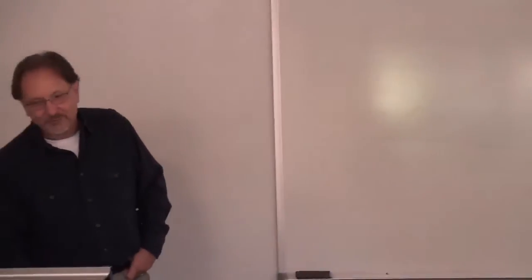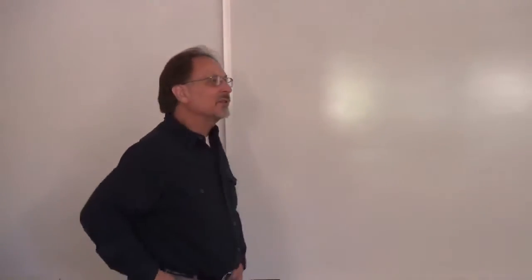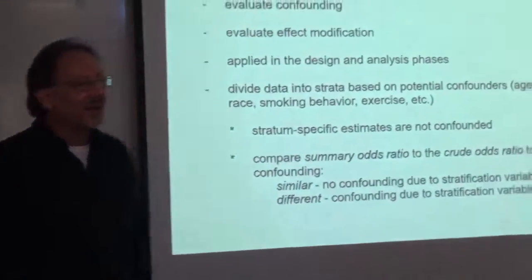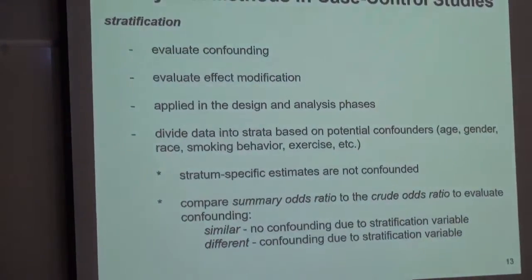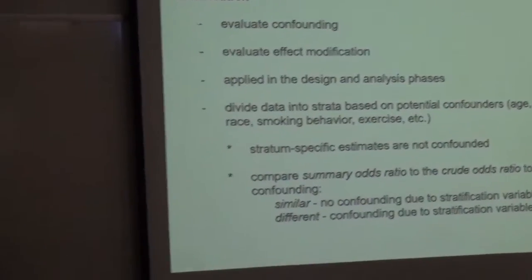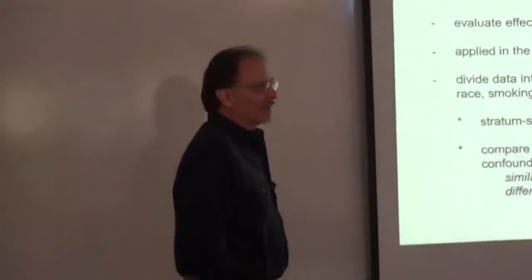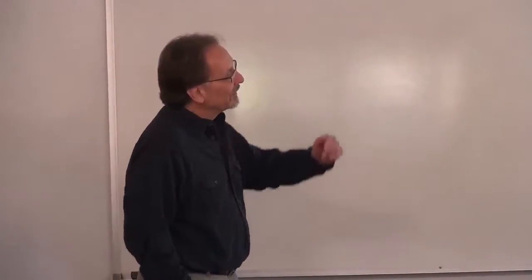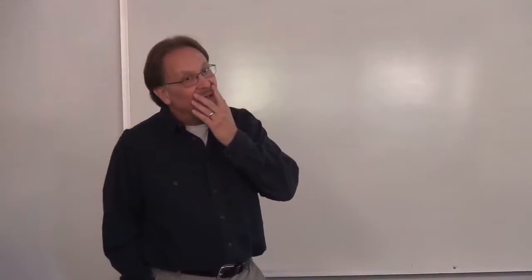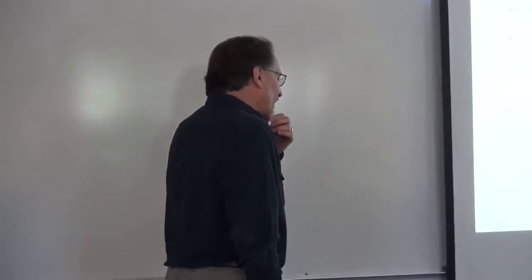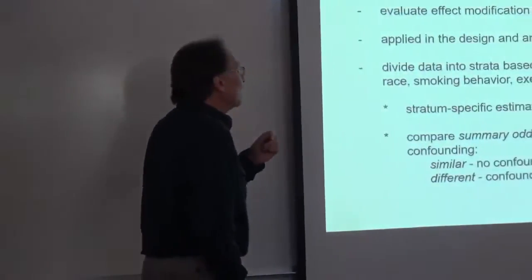Next thing that we're going to do is stratification. Stratification not only evaluates confounding, it also evaluates effect modification. So it allows us to analytically identify two different potential errors. We can do this in the design and in the analysis phase of our study, because it's something that many data are amenable to.